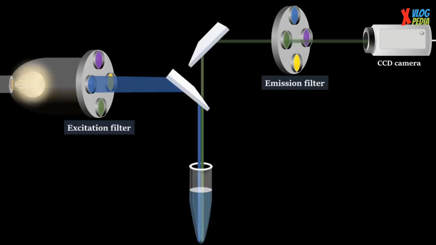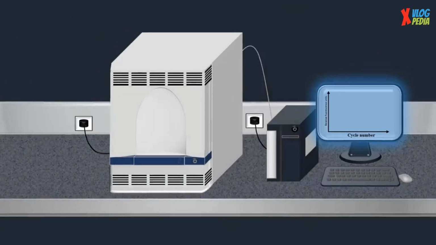In each PCR cycle, light from excited fluorophore can be detected by the CCD camera, which converts the light that it captures into digital data. This method is known as real-time PCR, which allows the monitoring of the progress of the PCR reaction as it occurs in real time.